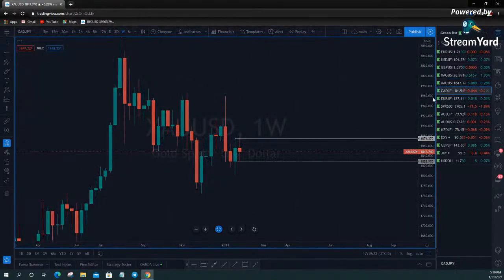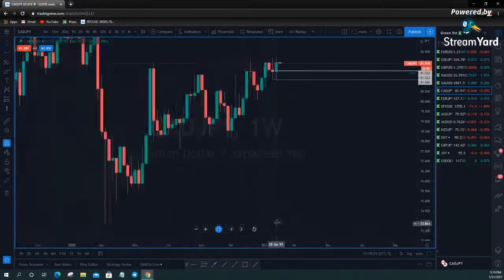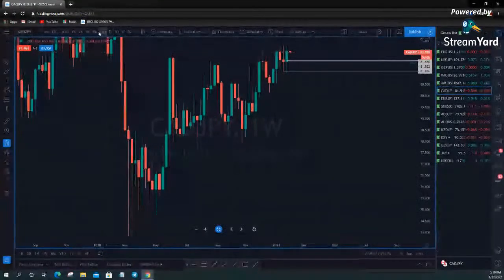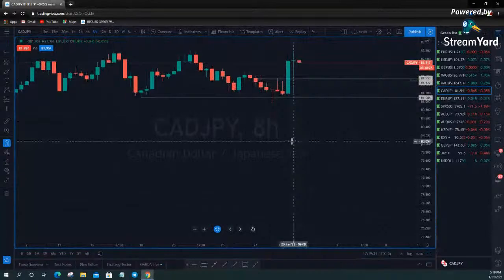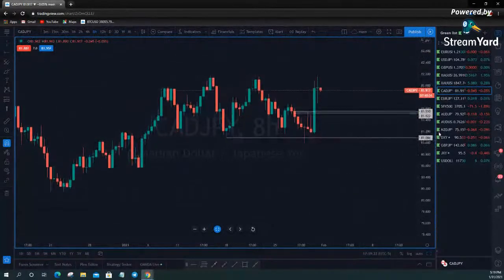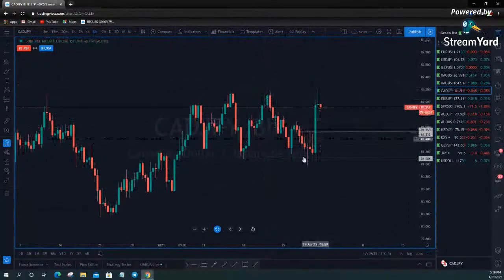CAD Yen, we took targets out on CAD Yen last week. That was one of the first trades that I took. Basically, it's doing the same thing. It should have broken out of this range with the yen weakness that we had last week.